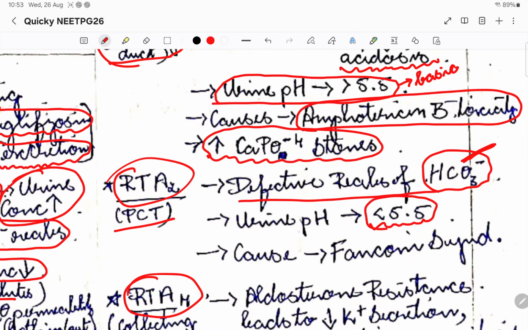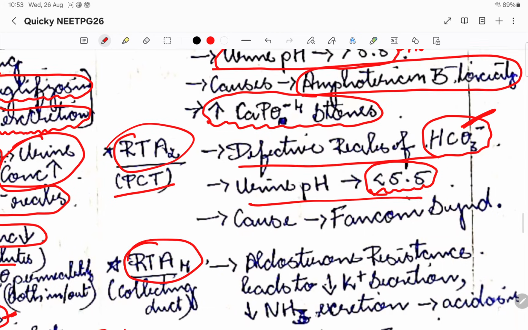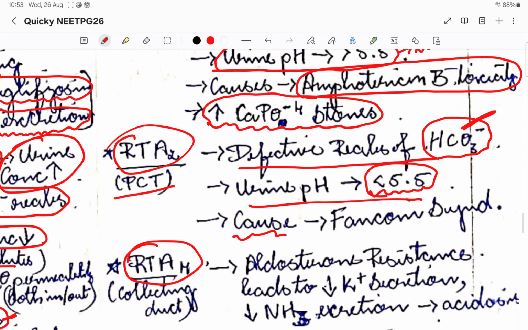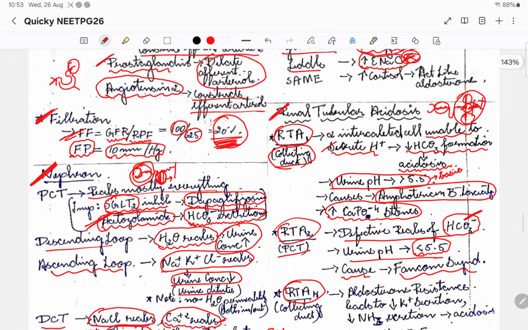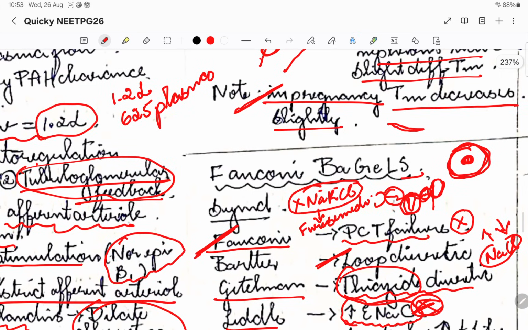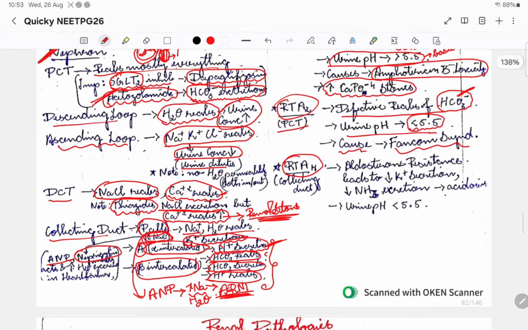Bicarbonate is there in the body, but the extra bicarbonate that was needed was not being reabsorbed. That was the issue with RTA1. Here the bicarbonate is not getting reabsorbed at all. So there will be increased acidosis in the body, and no metabolic compensation is happening. That is why the urine pH will be less than 5.5. The main cause is Fanconi syndrome, which we discussed: there is failure of the PCT. So this is the cause of RTA2.